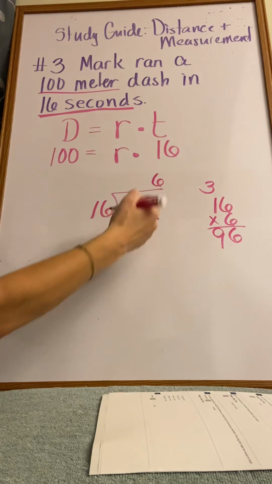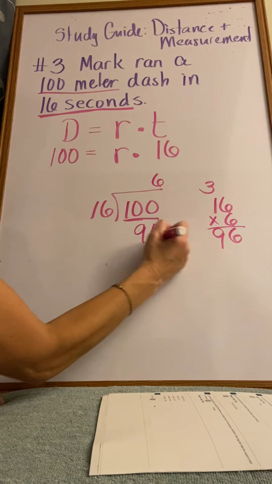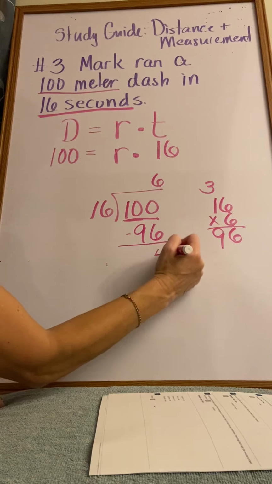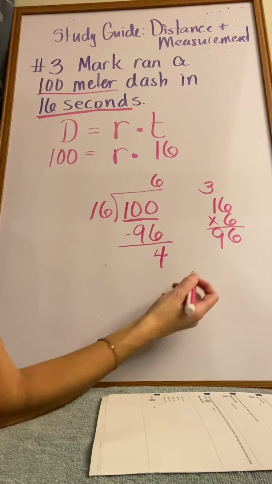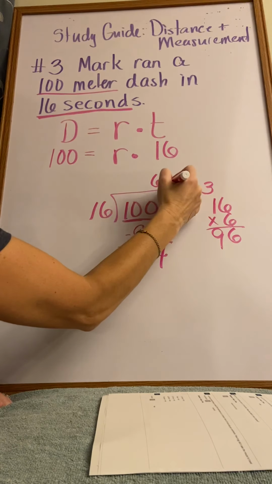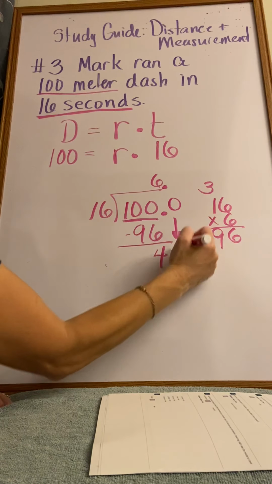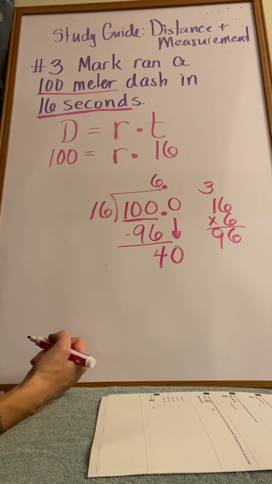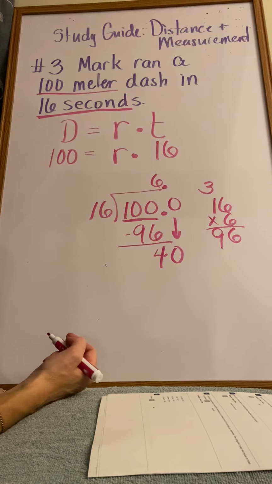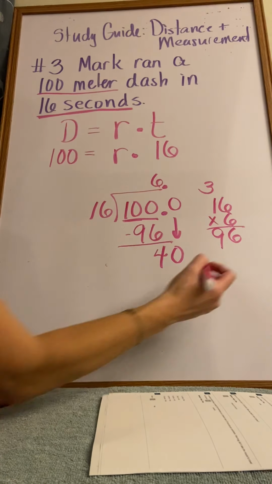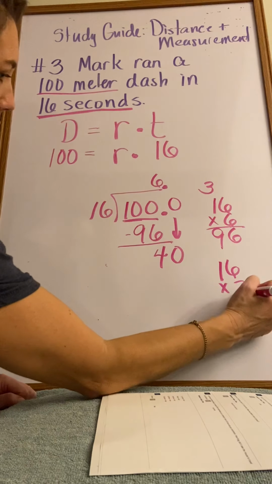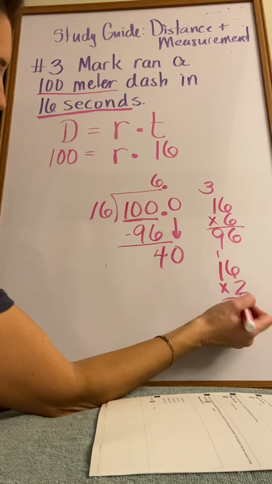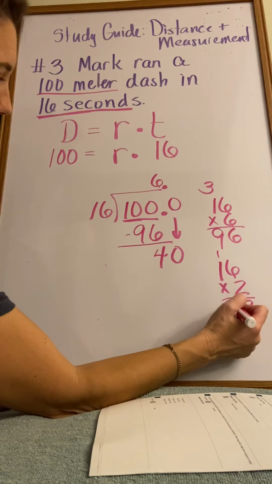So that's pretty close as you can get to 100 without going over. All right, so we'll write the 6 on top. 6 times 16 is 96. Subtract: 100 minus 96 is 4. Okay, but I'm not done yet. We got to keep going. Add a decimal, push the decimal up. Add a 0, slide the 0 down. How many times will 16 go into 40? I know 15 would go into 30 twice, so let me just use 16 times 2. 6 times 2 is 12. Write the 2, carry the 1. 2 times 1 is 2 plus 1 is 3.